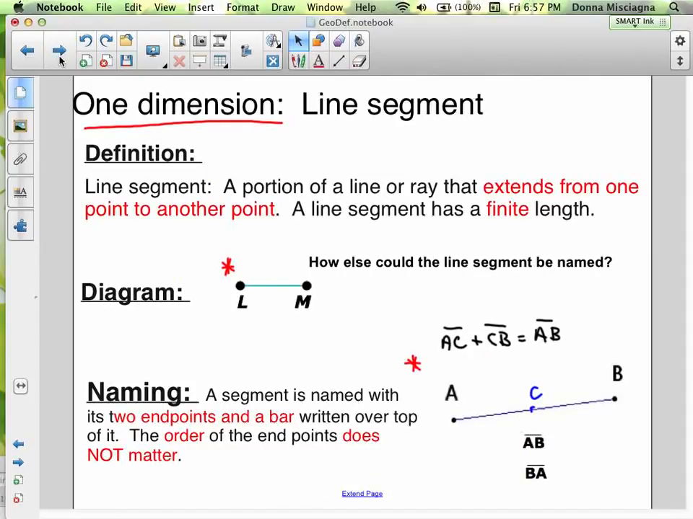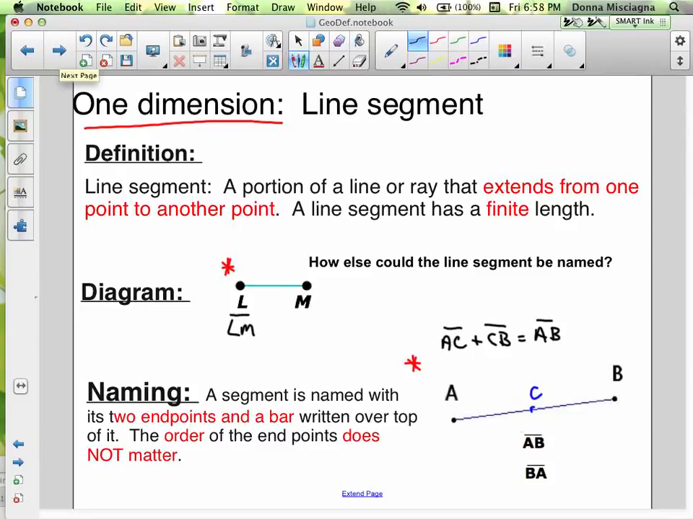Continuing on with our one-dimensional things, line segment. So a line segment is a portion of a line or ray that extends from one point to another point. A line segment has a finite length. Right? It goes from one point to another. Right? So there we have your definition. For the diagram, you can draw either one of these. You can show line segment. This would be line segment LM.